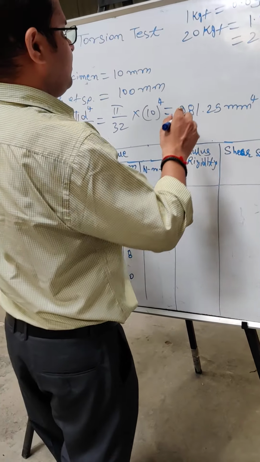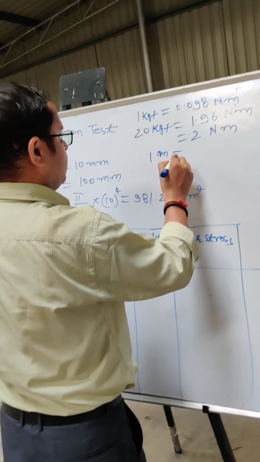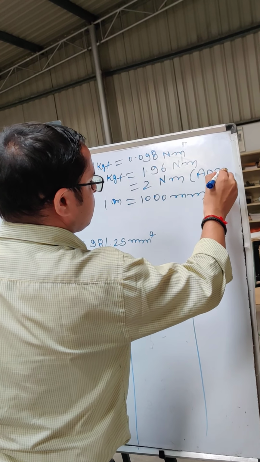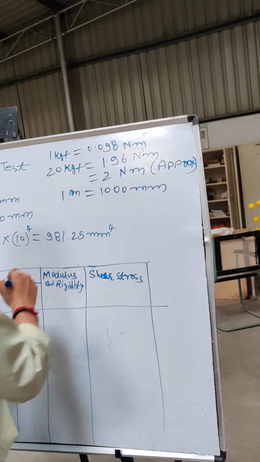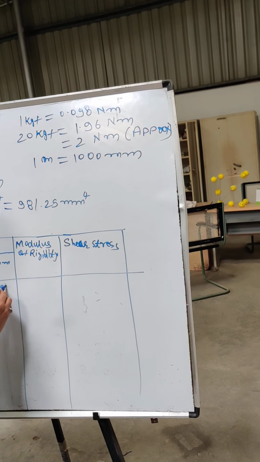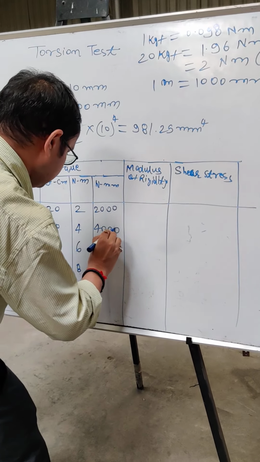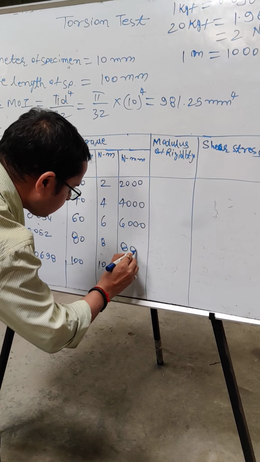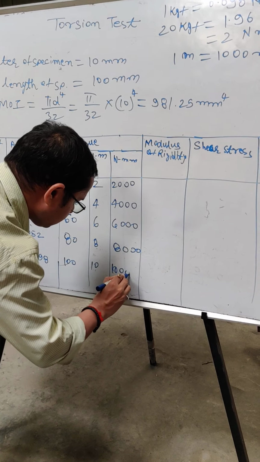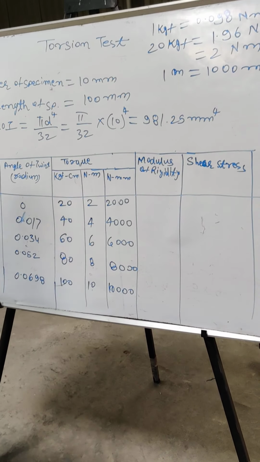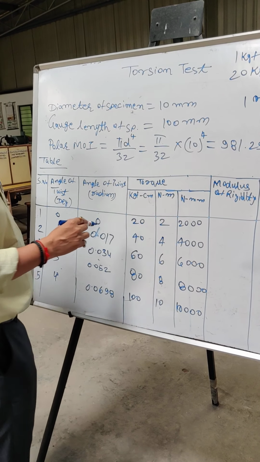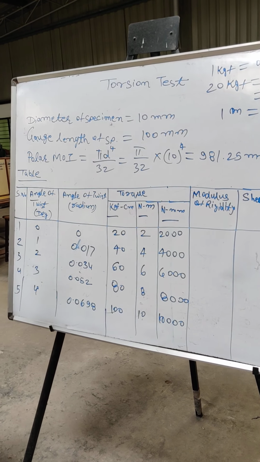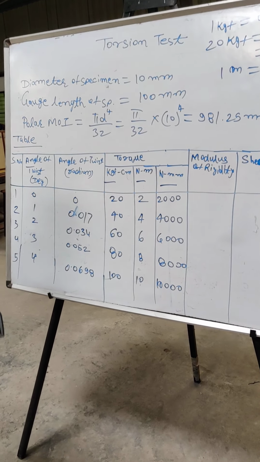So 1 meter is equal to 1000 mm. So you have to multiply: 2000, 4000, 6000, 8000, 10,000. So you have the readings in kgf, Newton meter, and Newton mm. Now we have to calculate modulus of rigidity.